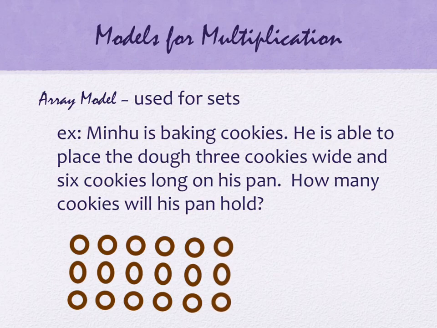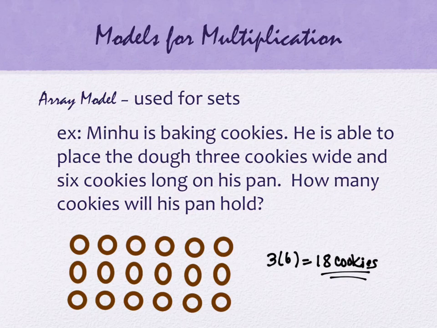Okay. 3 cookies wide, 6 cookies long. We can add them together, or we can recognize the multiplication effect that's happening here. How many cookies do we have? There's 18 cookies. This is an array, is what this is called.